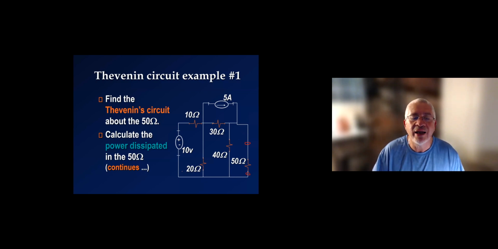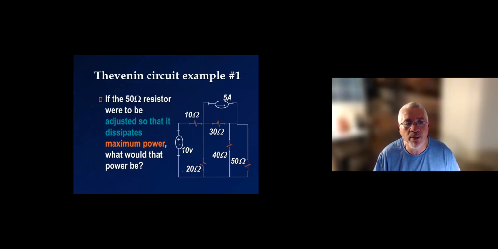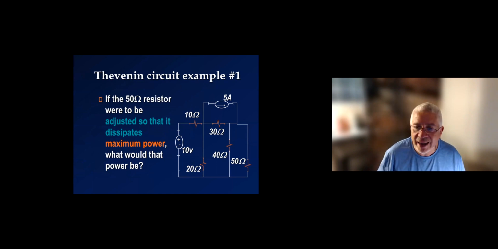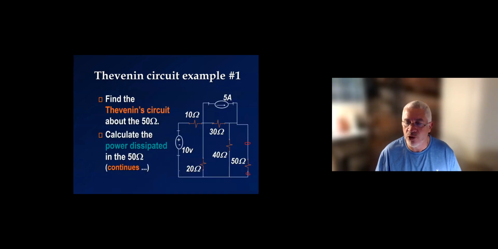And then calculate, using the model, the power dissipated in the 50 ohm. So using the model, connect the 50 ohm and calculate the power dissipated in it. And finally, if the 50 ohm were to be adjusted so that it dissipates maximum power, which is essentially setting the 50 ohm to the Thevenin resistance value, find what that maximum power would be. This is the part I'm asking you. Let's focus right now on finding the Thevenin model or the circuit without the 50 ohm, and then we can answer the power question after.